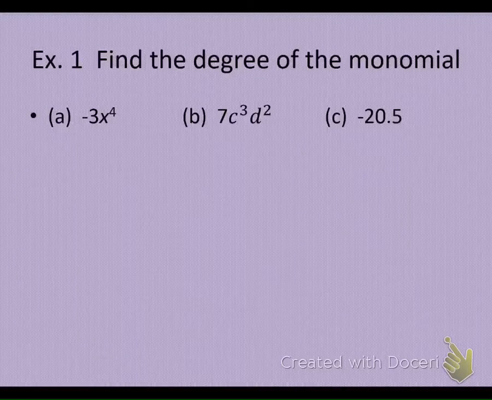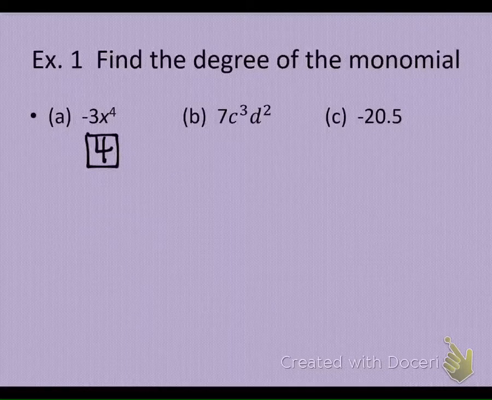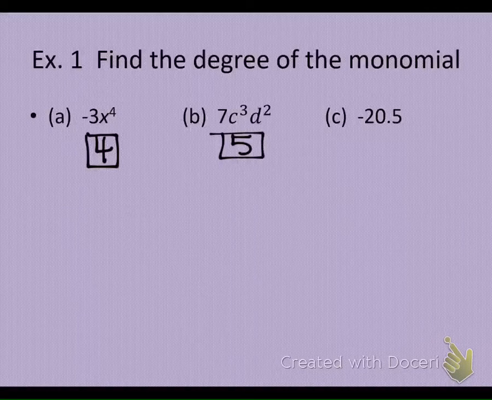If we find the largest exponent, there's only one of them, so the largest exponent is 4, which makes the degree of this monomial 4. Very good. Now look at letter B. How many exponents does this monomial have? So what am I going to have to do with them to find the degree? Add them. So 3 plus 2 is... So the degree of this monomial is what? Very good. So you see the difference between A and B when there's one exponent in the term versus when there are 2. All right, now look at letter C.